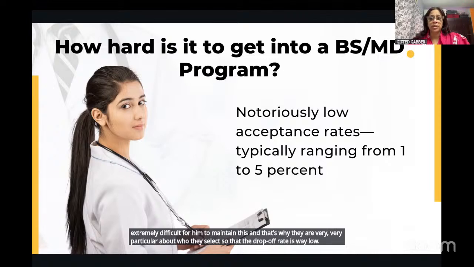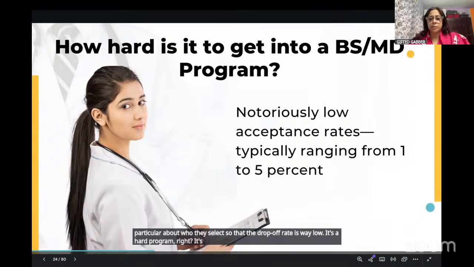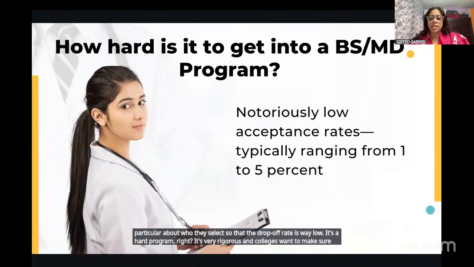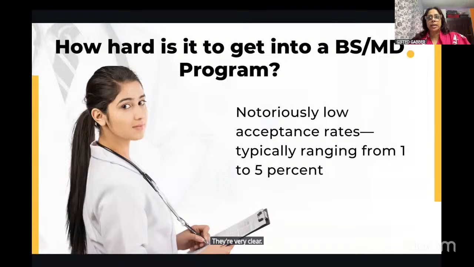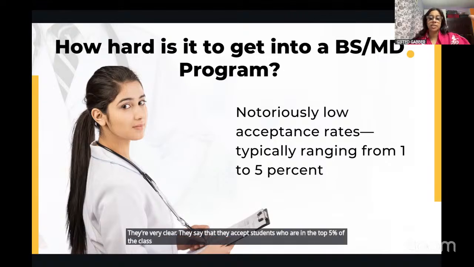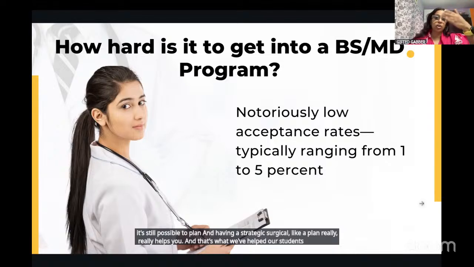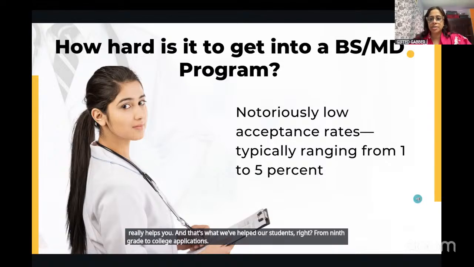It's a hard program, right? It's very rigorous, and colleges want to make sure that the candidate is ready for that, and that's why the process is like this. If you're applying to a college like Hofstra, they're very clear. They say that they accept students who are in the top 5% of the class rank. So it's very, very hard to get in, but it's still possible to plan, and having a strategic, surgical plan really helps you. That's what we've helped our students with, right? From 9th grade to college applications, we've had all kinds of students coming to us, and we've provided them a tremendous blueprint to get in.